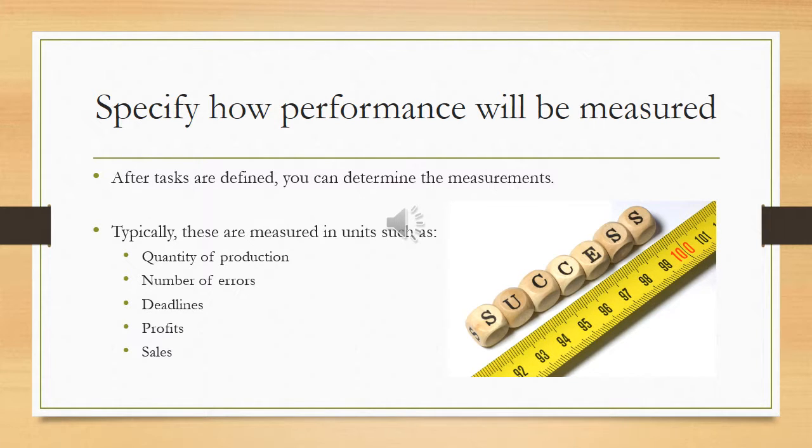Now, after an employee's tasks are defined, you can determine how the outcomes from these tasks are to be measured. Typically, work outcomes are measured in physical units. For example, quantity of production, number of errors, time, meeting deadlines, coming to work each day, profits, sales, things of that nature. But upper level management jobs are complex and often defy clear measurements.